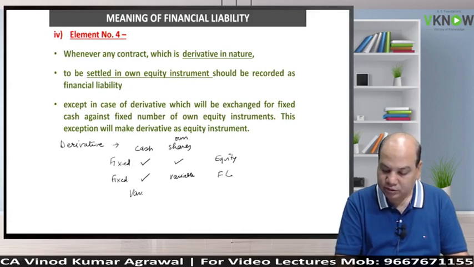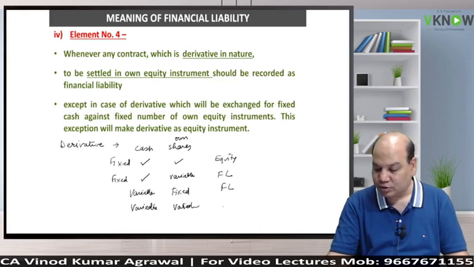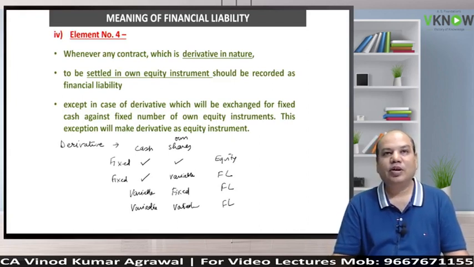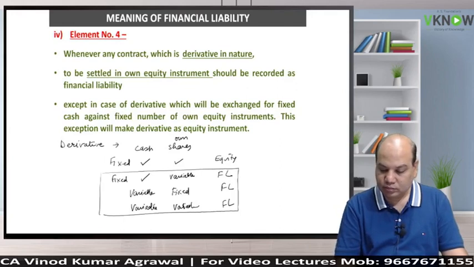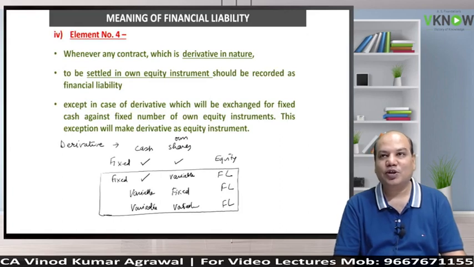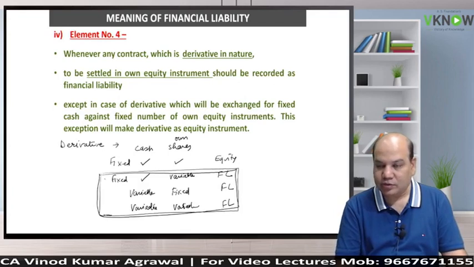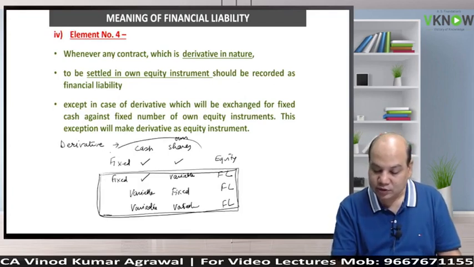Then variable amount of cash, fixed number of shares, financial liability. Variable amount of cash, variable number of shares, please don't mind the spelling, financial liability. In these three cases, the other party is also exposed to the risk. The counterparty is also exposed to the risk. So when you are transferring risk to the counterparty, in this case, the counterparty is not exposed to the risk. My mistake. In this case, he is exposed to the risk.